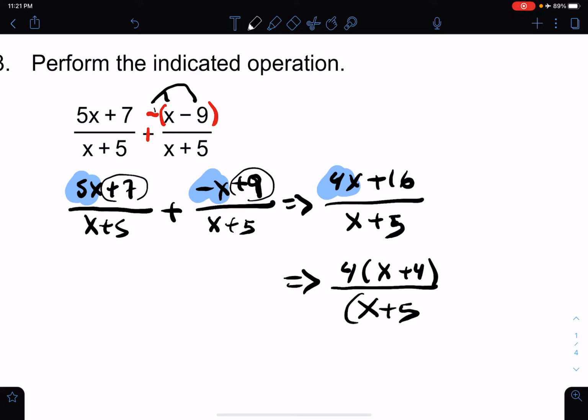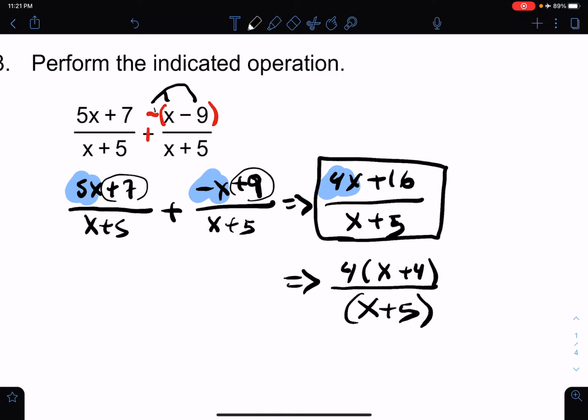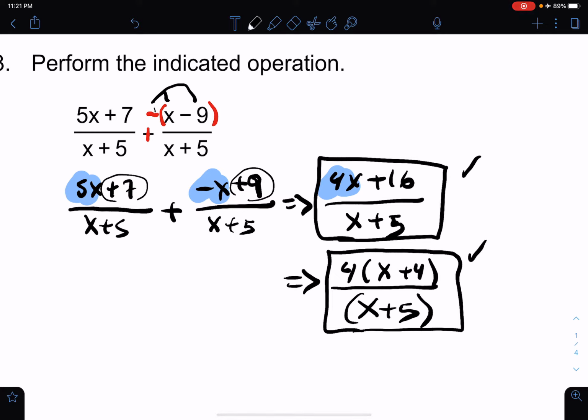But then you notice that there's nothing to reduce. So both answers would be correct. One is factored and one isn't. Once I factor something out, I usually leave it factored. But MyLab hopefully would give us credit for both of those. I meant to check it and I didn't.